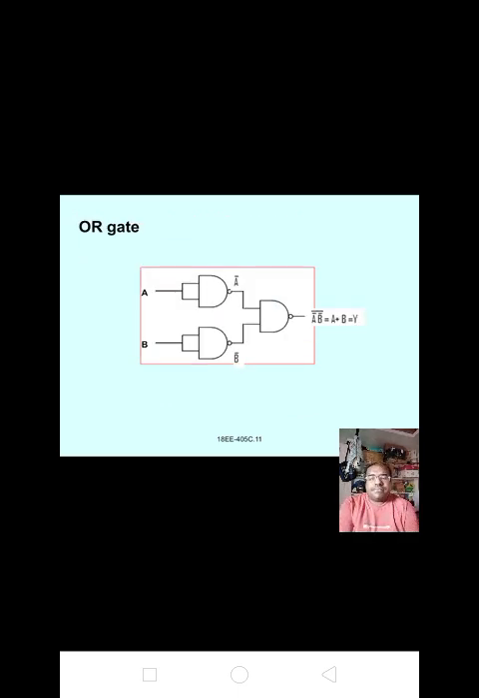Next, the OR gate. Here we are realizing the OR gate. For the realization of the OR gate, we take 3 NAND gates. For each of the first 2 NAND gates we take only a single input, that is A for the first NAND gate and B for the second NAND gate. The first NAND gate is given input A, and we get the output A bar. For the second NAND gate we give the input B, and we get B bar.